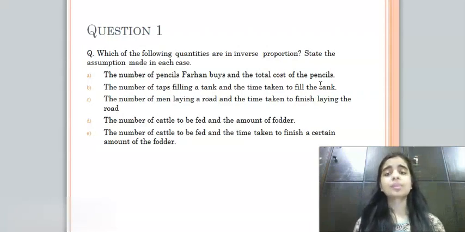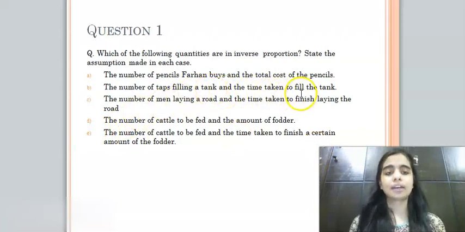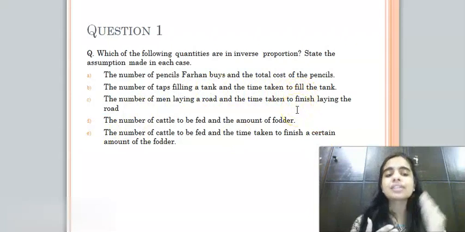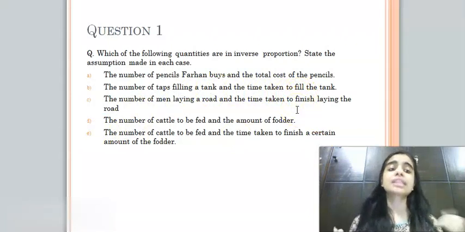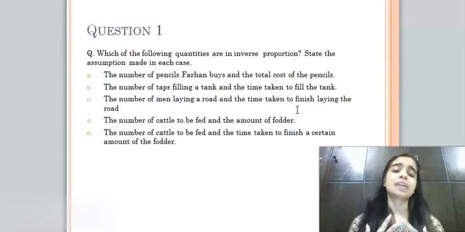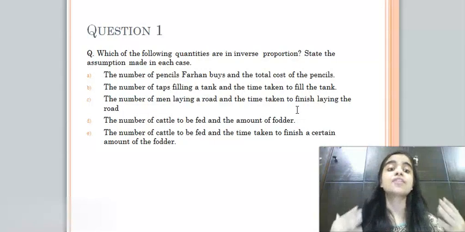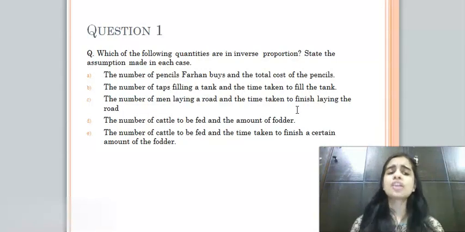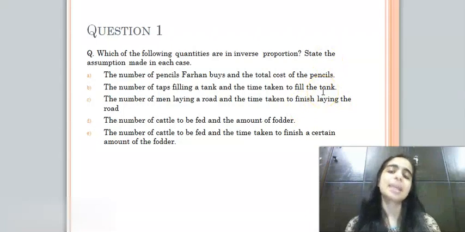Now, B. The number of taps filling the tank and the time taken to fill the tank. If I increase the number of taps, definitely my time will decrease to fill the complete tank. So, when my taps are increasing, time is decreasing. This is inverse proportion. But children, what is the assumption? Yes, the assumption is that the size or the volume of the tank will be same.